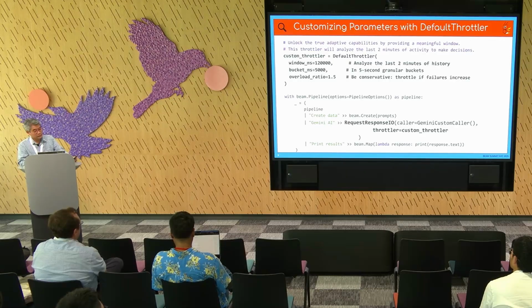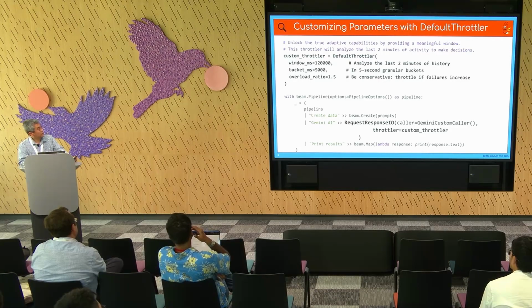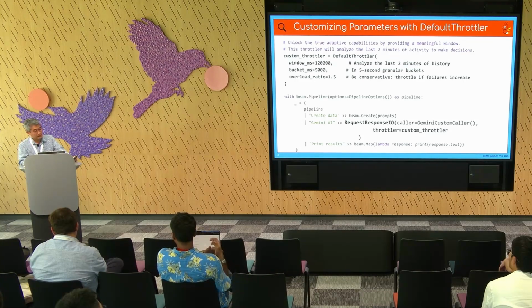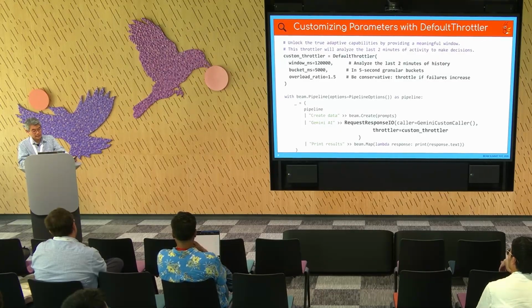To get true adaptive throttling, you could definitely change the default throttler configuration. But still, without that implementation, you are missing the custom logic for retries and backoff inside the custom caller class.